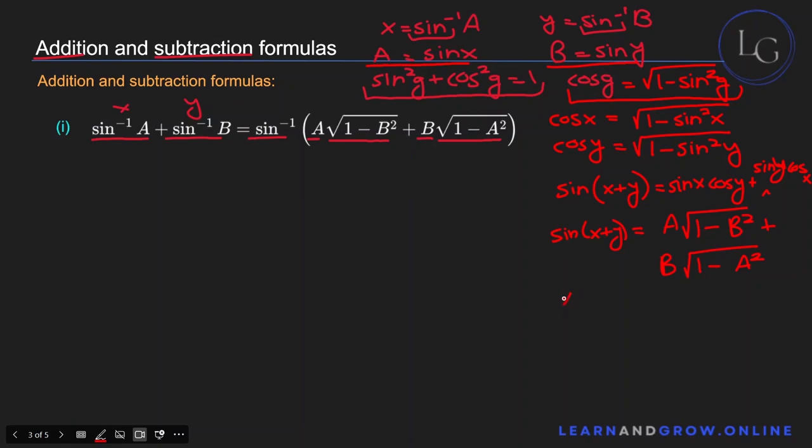So x plus y would become equal to, taking the sine inverse function to the right-hand side, sine inverse of a into under root 1 minus b square plus b into under root of 1 minus a square. And we already know that x was sine inverse of a, and y was sine inverse of b. So this is how you prove this first addition formula.